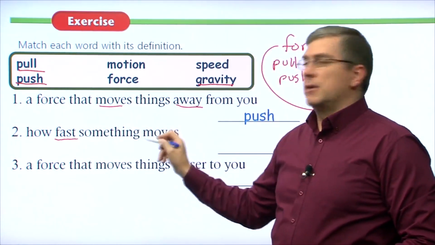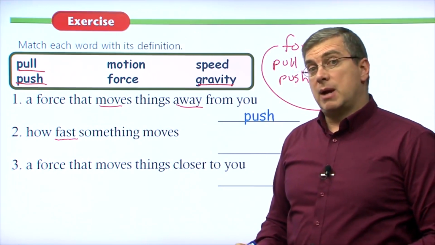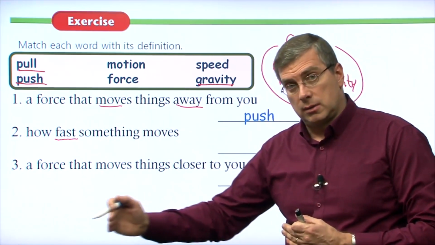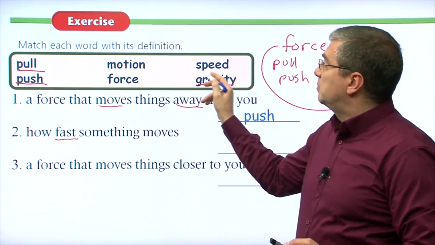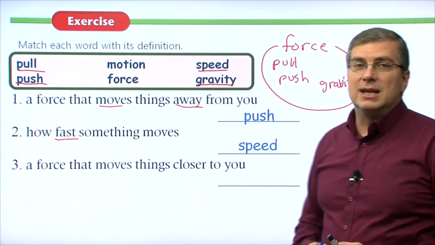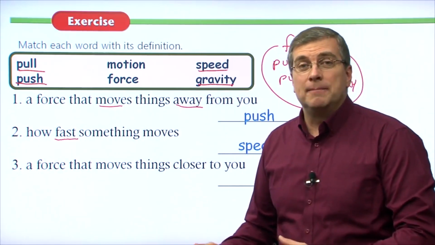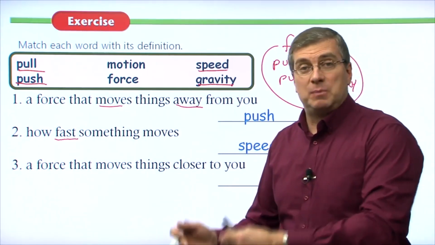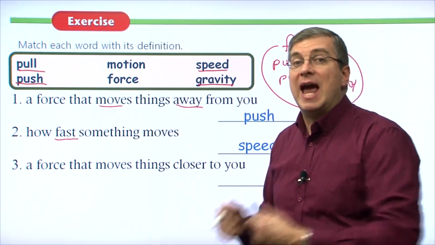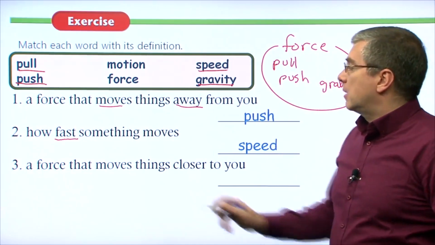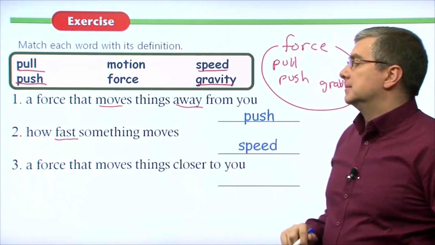Number 2, how fast. Our key word here is fast. How fast something moves. So when we're talking about something that's moving very fast or slower, right? We're talking about the speed of something. So the speed, how fast is it moving? What is the speed? So we're talking about fast, we're talking about speed.